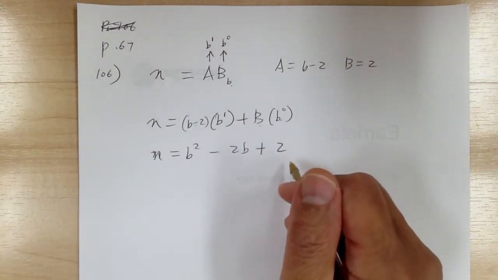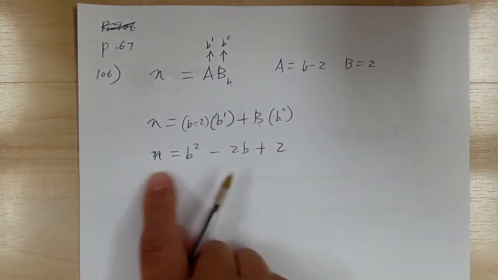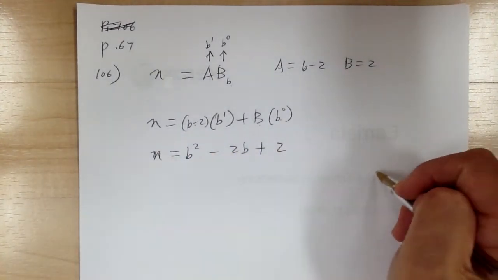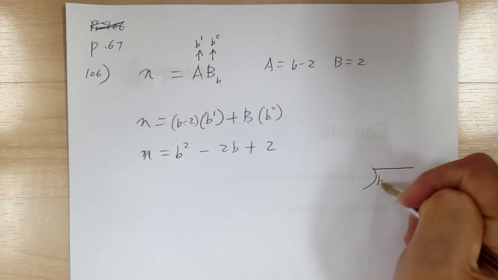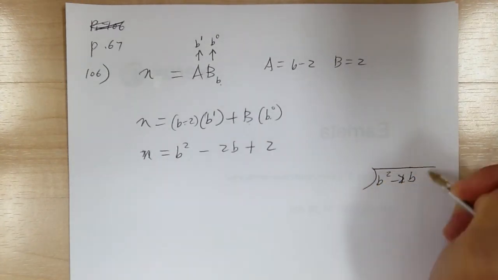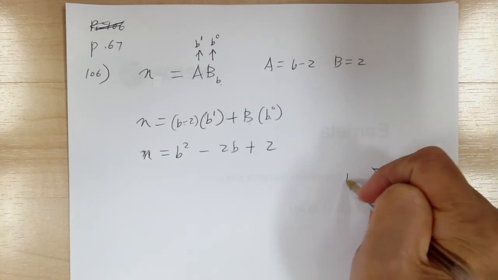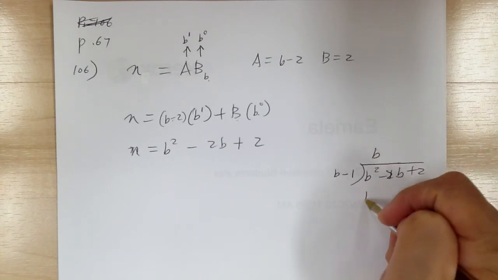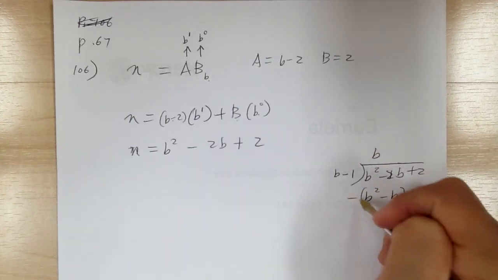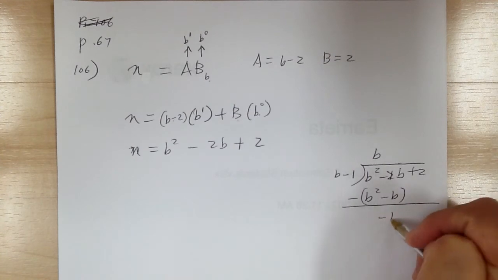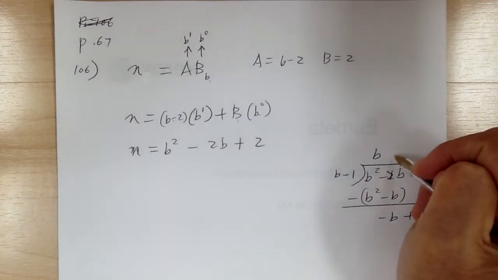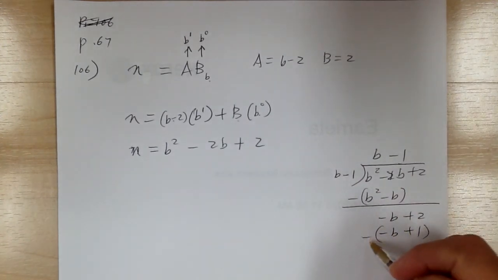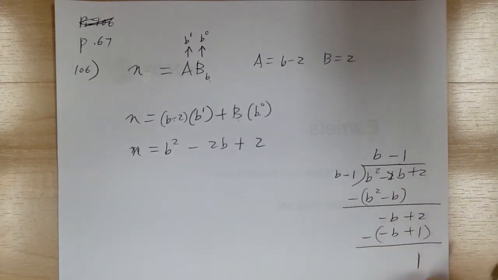Now you want to write this number n in the base b minus 1. So you have to use long division. You have b squared minus 2b plus 2, and you divide by b minus 1. You're going to get b, so b squared minus b. Subtract, and you get negative b plus 2. Then you get minus 1, so minus b plus 1. Subtract, and you get 1. So that's your last digit.